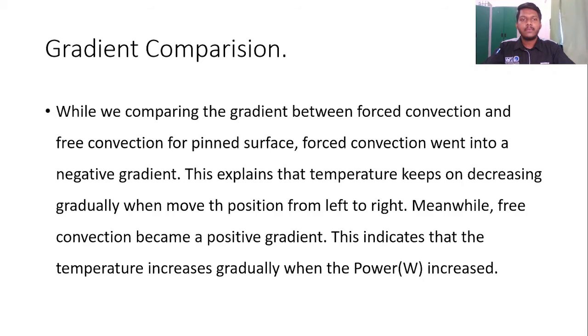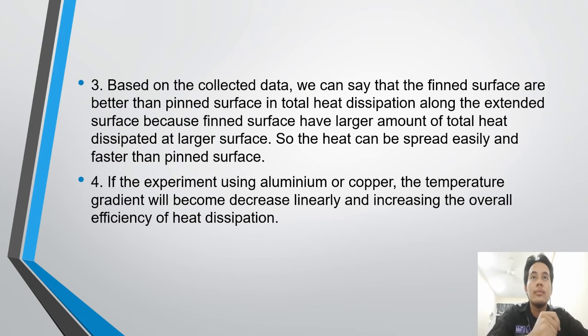As a gradient comparison between forced convection and free convection for pin surface, forced convection has a negative gradient. This explains that the temperature keeps decreasing gradually when moving the position from left to right. Meanwhile, free convection has a positive gradient. This indicates that the temperature increases gradually when the power in watts is increased. So that's all from me, sir. Thank you. Assalamualaikum warahmatullahi wabarakatuh.